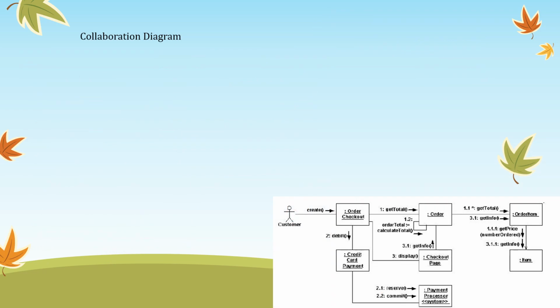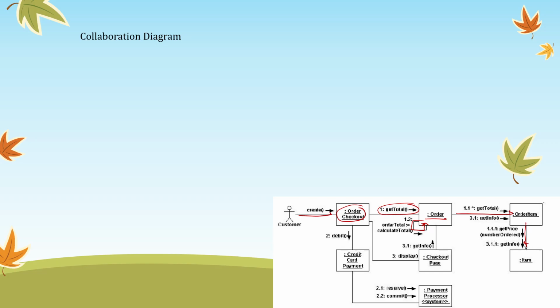Now the next diagram is your collaboration diagram. A collaboration diagram is basically like the sequence diagram that we had done earlier, but here we have different processes that we are showing with the help of boxes, and certain operations happen together. Like first the customer creates the account. He goes to checkout. Then get total at order. You calculate your total and get back here. Then order item.